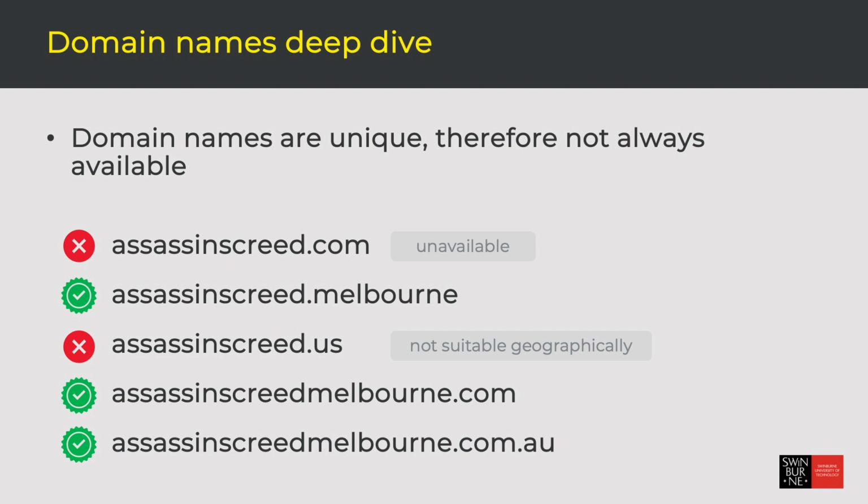For example, I can change it to assassinscreed.melbourne. You know, since we're just starting out, for now, forming a creed of assassins in Melbourne could be a good starting point. So this domain name would suit me, and it is available. assassinscreed.us is also available, however, the creed will be based in Melbourne, so .us is not suitable. I could also change the name to assassinscreedmelbourne.com or assassinscreedmelbourne.com.au, as both of these are available and are suitable for my creed.